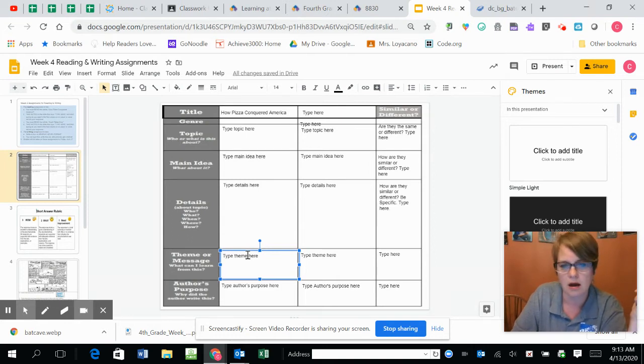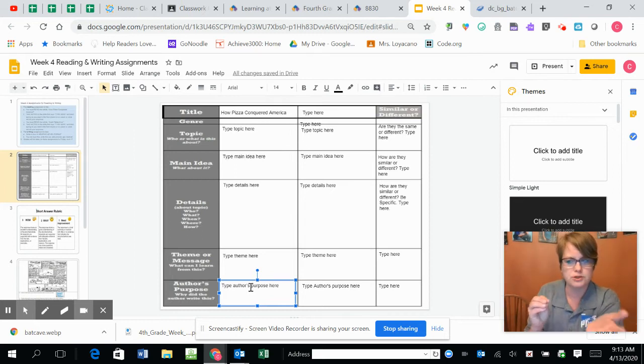So this is not a hard assignment. You're going to put all of your information. The next one is theme. Remember, what can you learn from this? What's the message? What did you think the author wanted to teach us in this? After you read the whole thing, think about it. And then the author's purpose. Why did he write it?